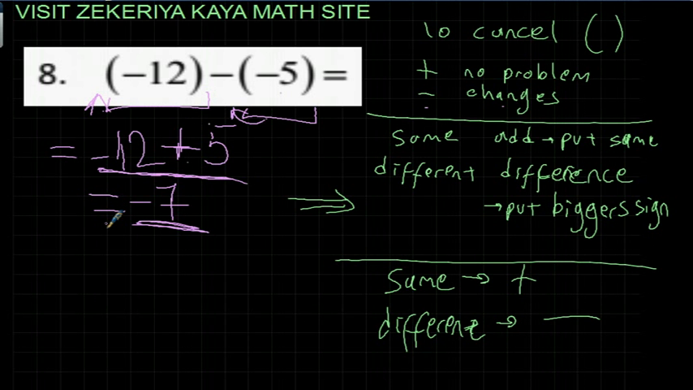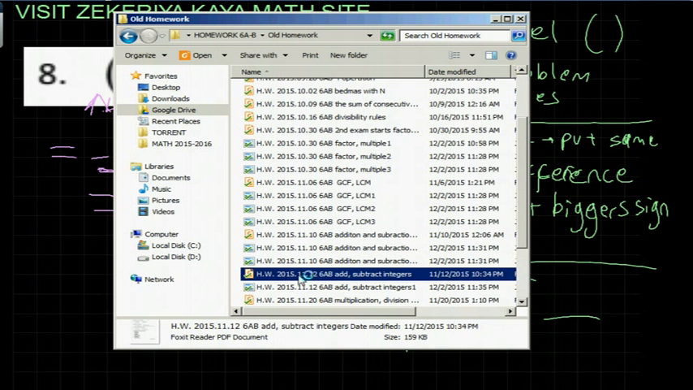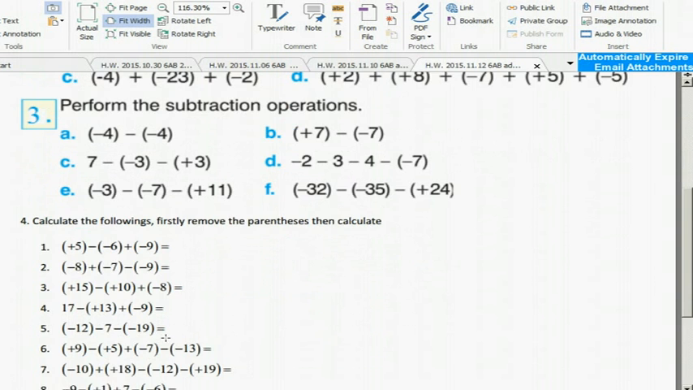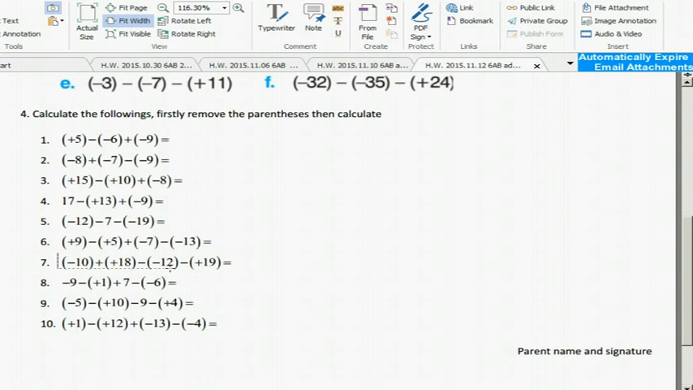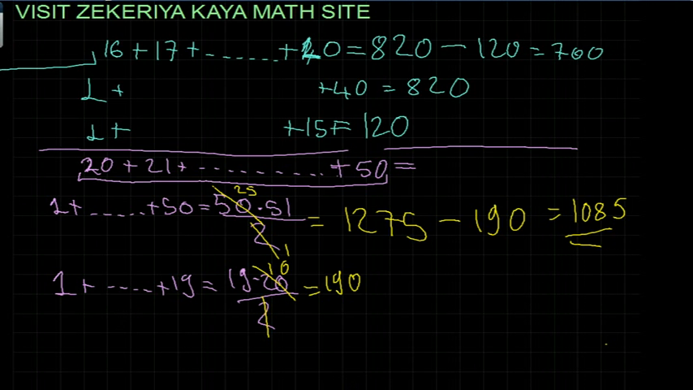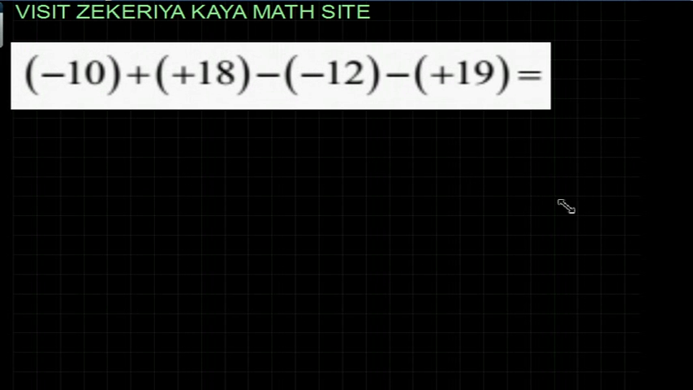Let's choose another question for you from the next homework. Let's go to the homework folder, to the next homework. Let's choose a very long question, which has a lot of things. Here. Let's everybody try to solve this question.